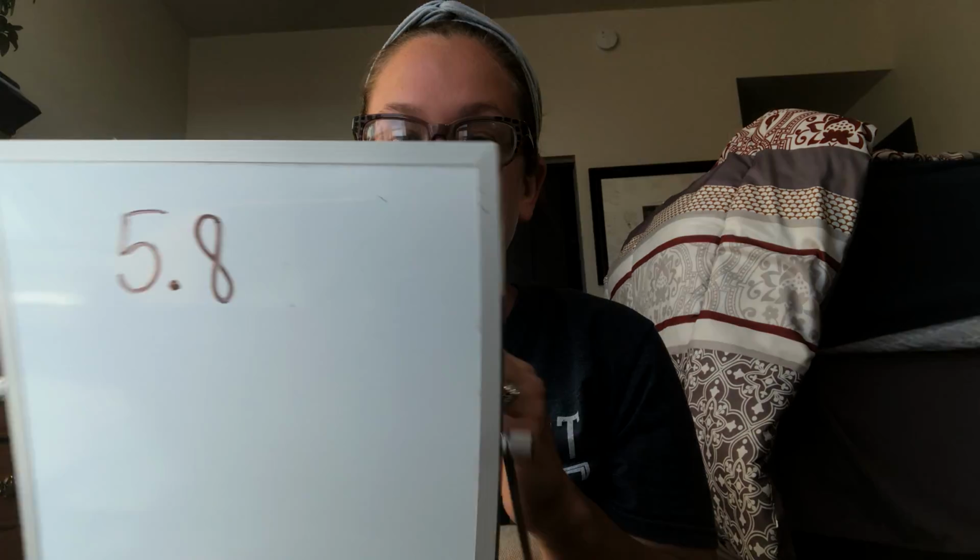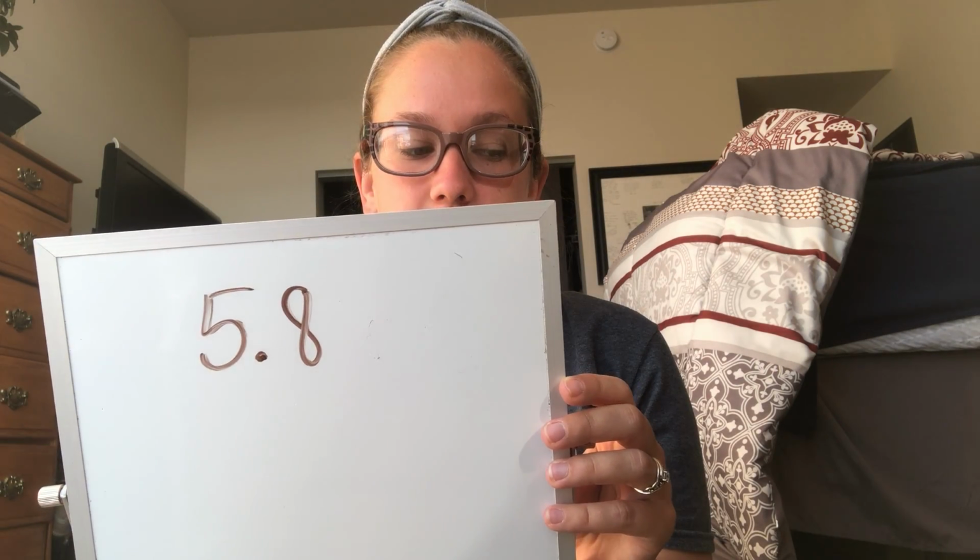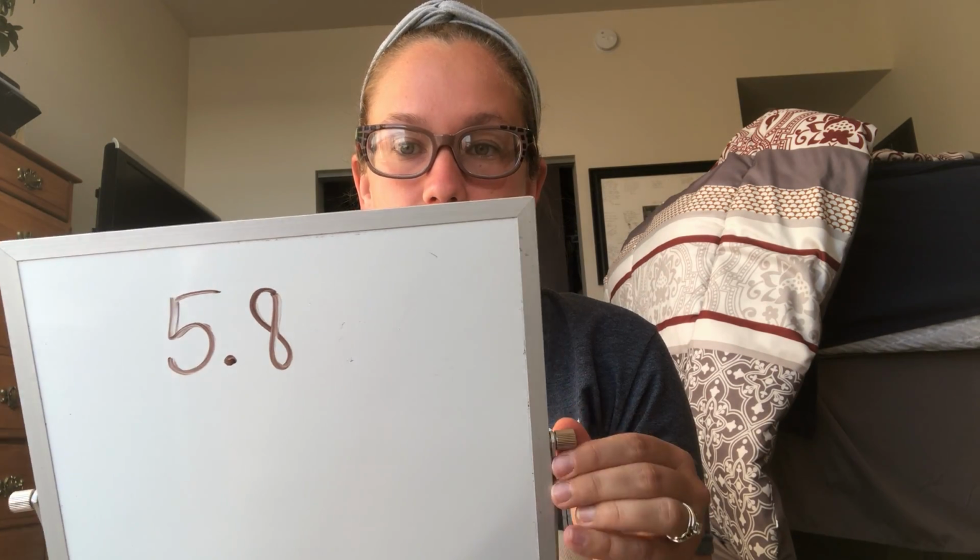Now, let's look at C. It gives us 5.8 and wants us to make it a mixed number. Remember, a mixed number has a whole number component, so it's got a whole number and a fraction. So it wants 5.8 as a mixed number.